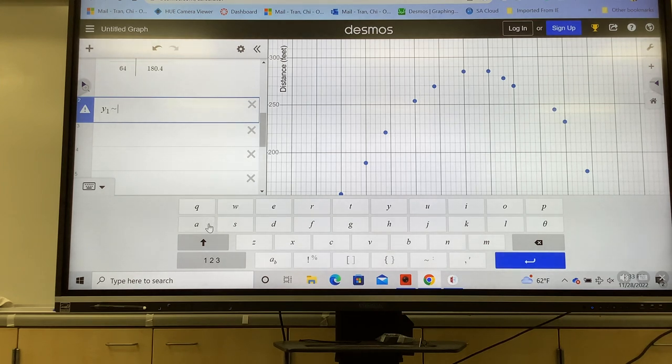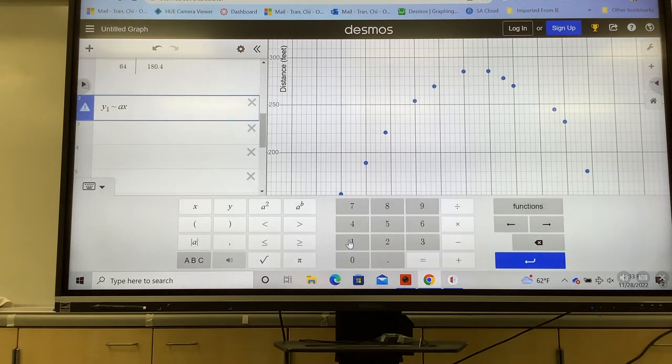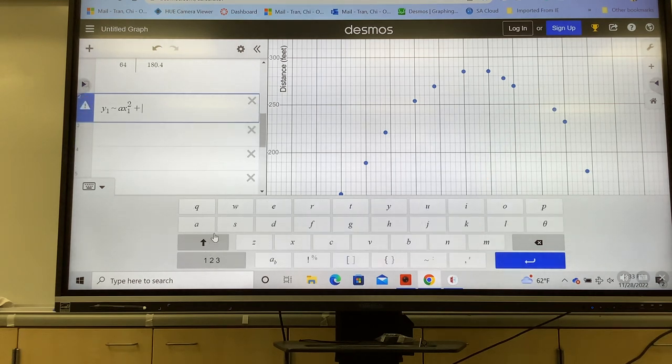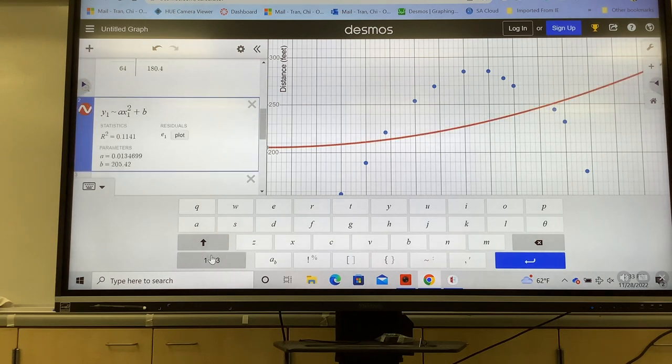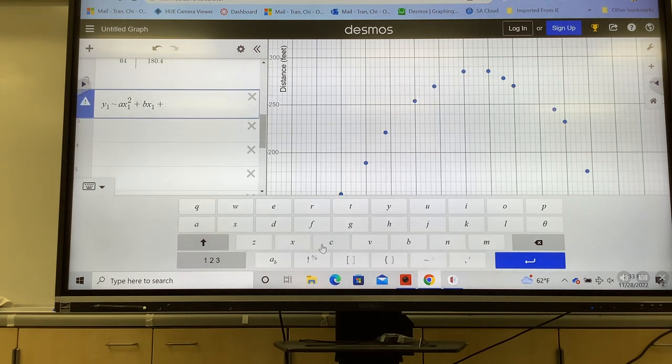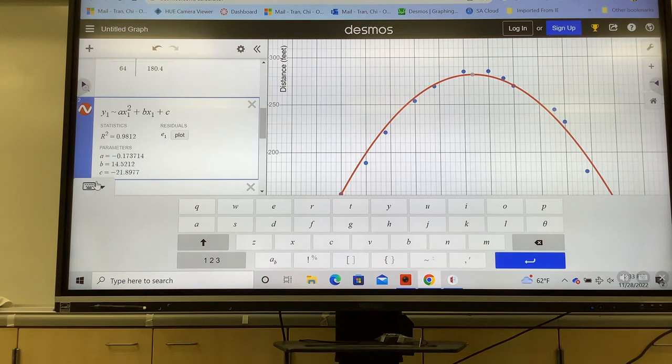Then I want to have a x1 square. There. A, x, and then 1, and then square. Plus b x1. Plus c. There. You have the curve.